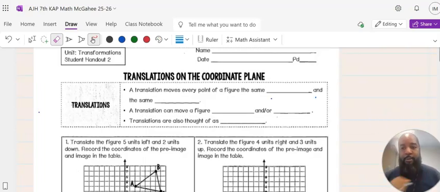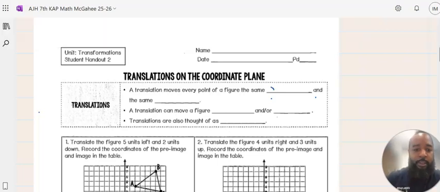All right, hey everyone, we're going to dive right into these notes on translations on a coordinate plane. So translations are a thing that happens to a figure and they move the figure every point the same distance and direction.